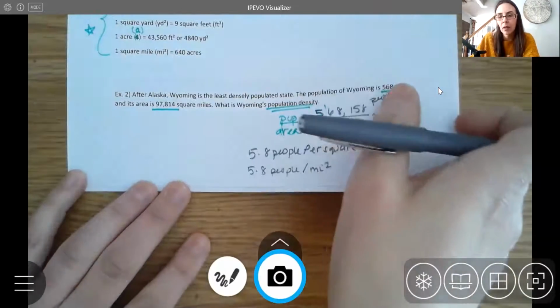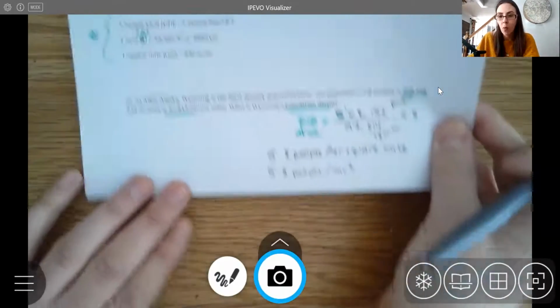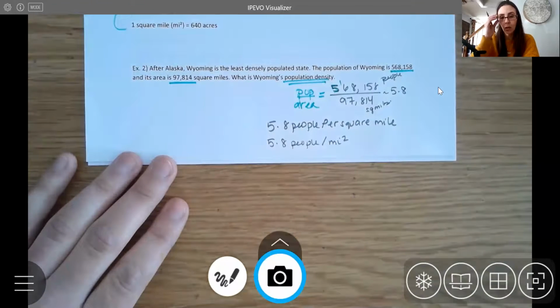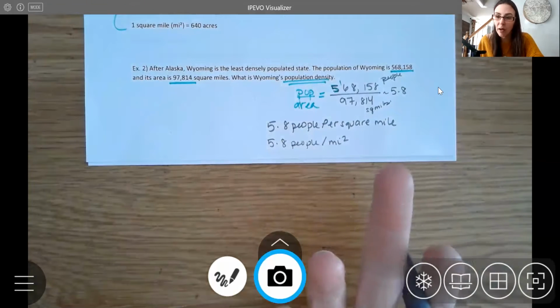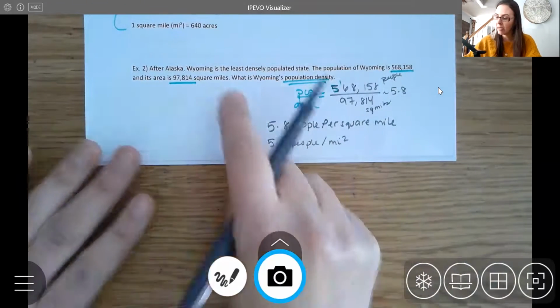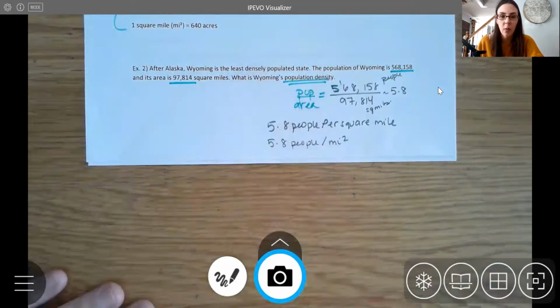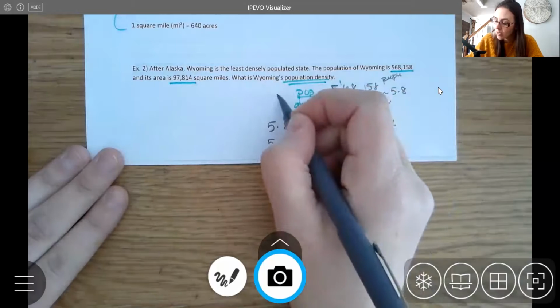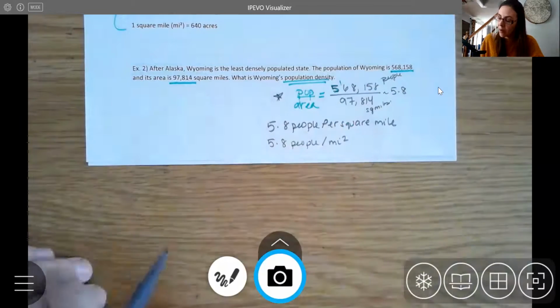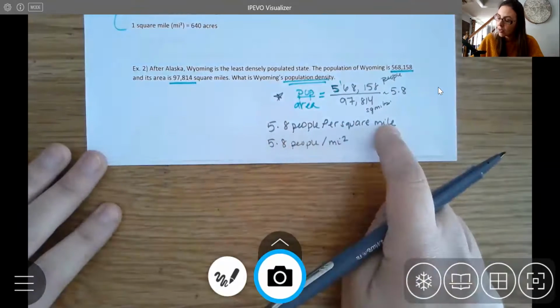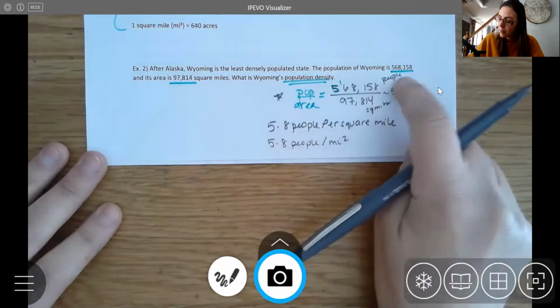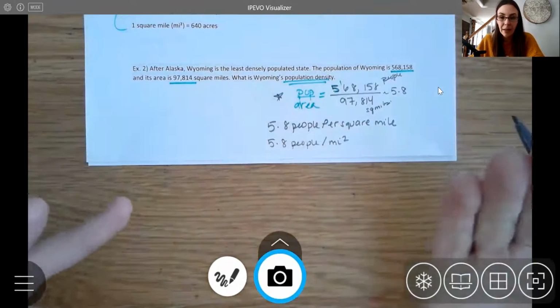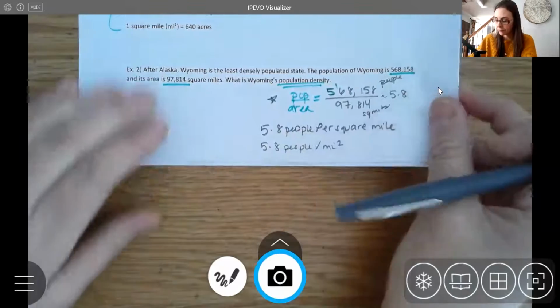So you can see that, on average, in a 1 square mile radius, you only have about 6 people there. So it is not very densely populated, right? It's one of the least densely populated states. For population density, you're always taking your population divided by area, and the units you're left with would be people per square mile, typically in the English system.